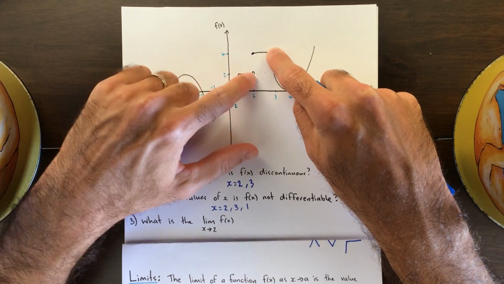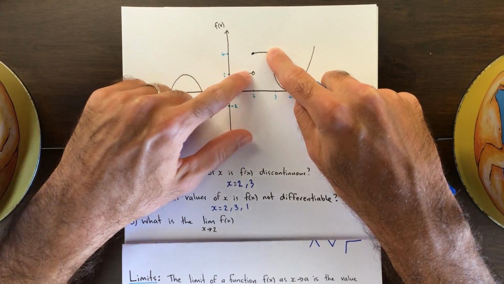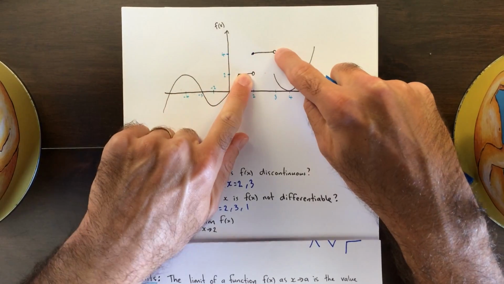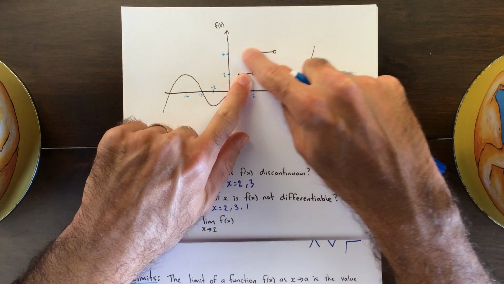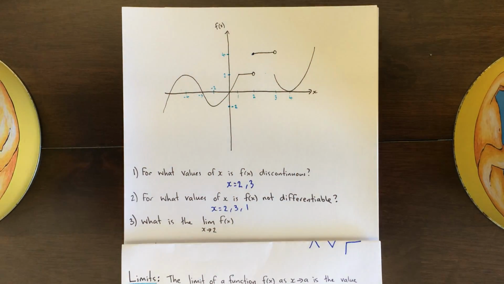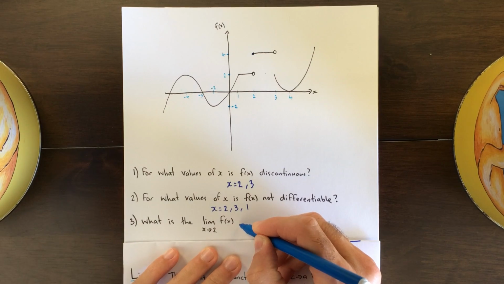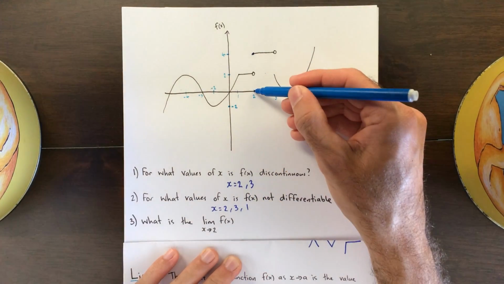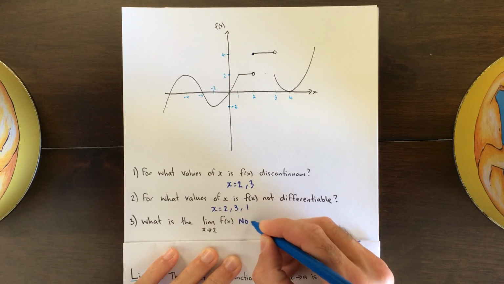From the left of 2 it's heading towards 2. From the right of x equals 2, f of x is heading towards 4. So one's going to 4, one's going to 2, therefore there's no limit. We don't know where it's going. From the left and from the right it goes to different places as I'm going to x equals 2. So no limit.